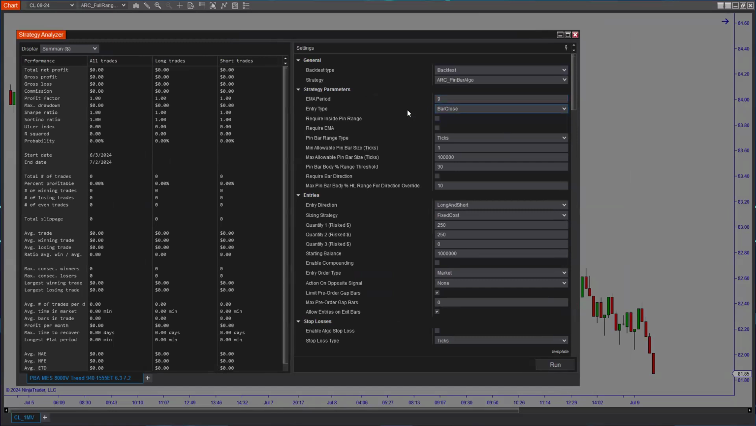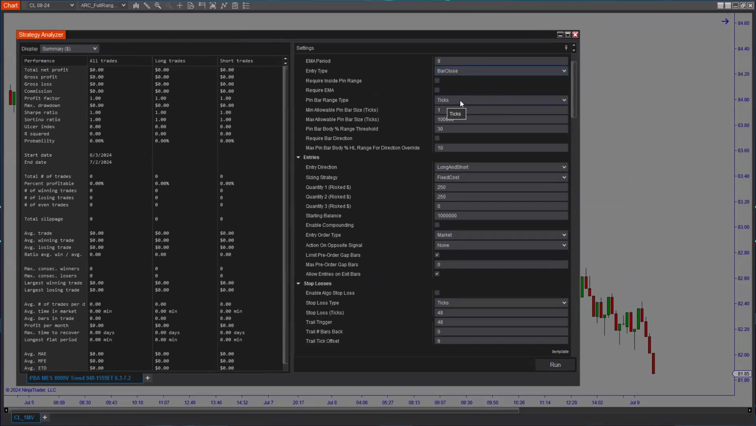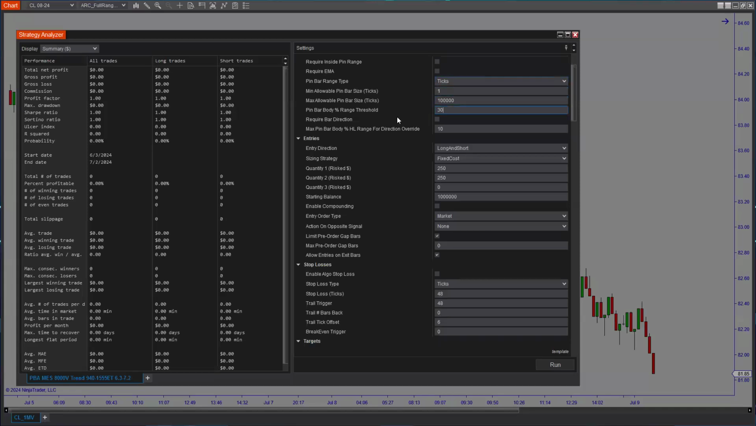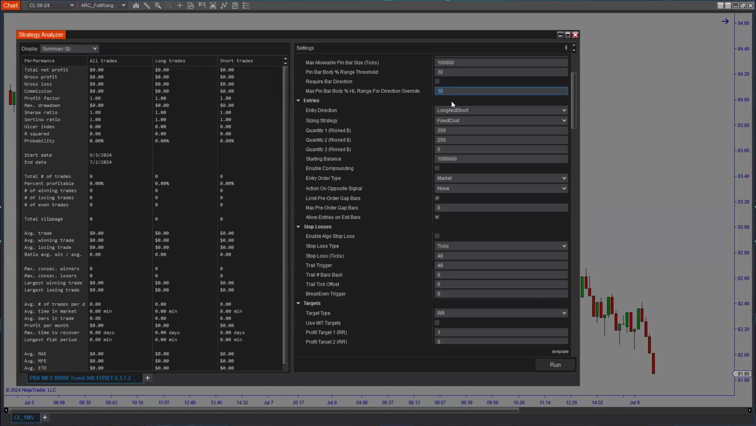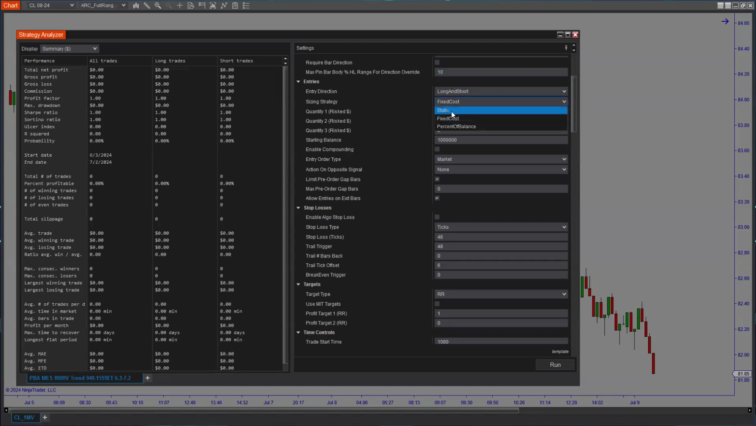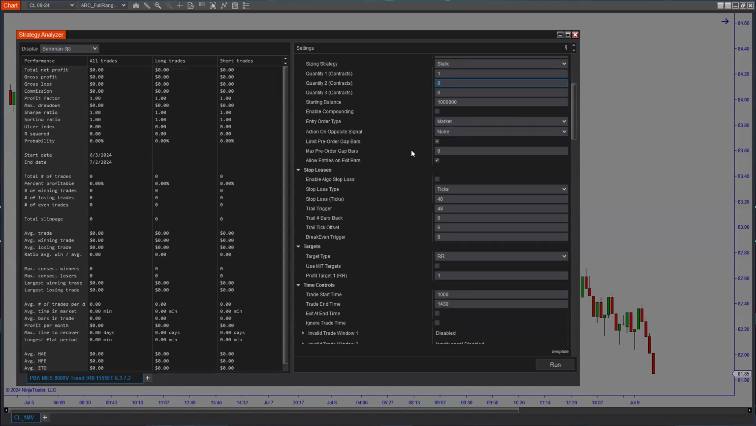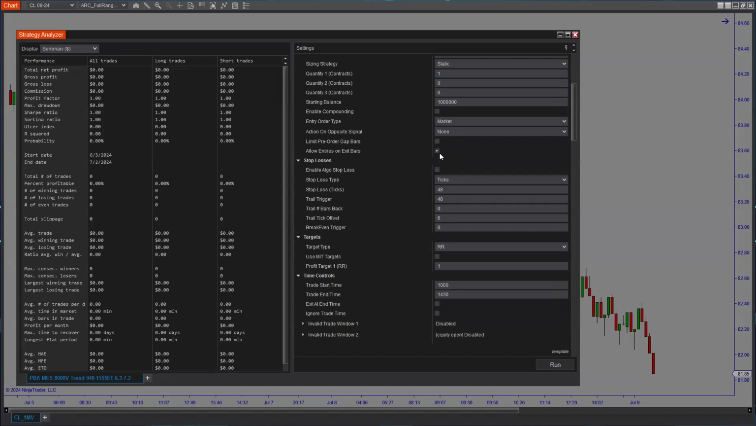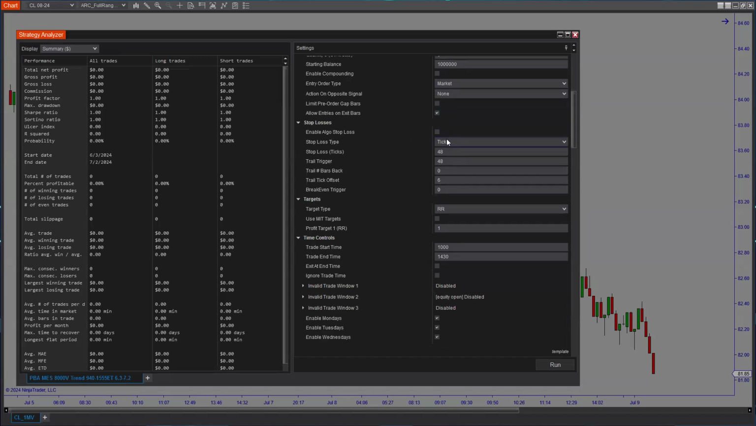So bar close is fine. Require inside, require EMA, no and no. Pin bar range ticks, minimum and max, don't care because it's a range chart. And minimum pin bar threshold, I'm going to leave at 30. Not going to require direction. I'm going to go static, one contract, because I'm not optimizing for money yet. Enable market, limit pre-order gaps, don't care. Allow entries, sure, why not?